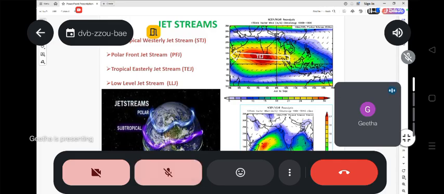During summer season, the temperature difference between north and south is approximately 5 degrees. During winter season, the temperature difference between north and south is approximately 15 degrees. So you can see the temperature contrast between north and south is most defined during winter season. That is why jet streams are stronger in winter season than in summer season.